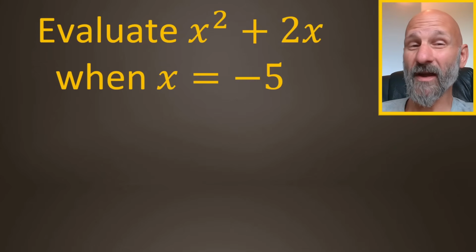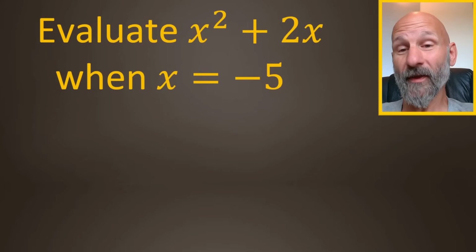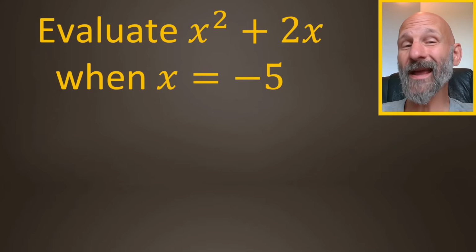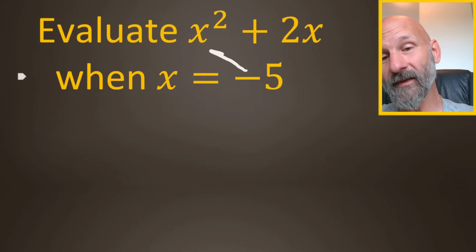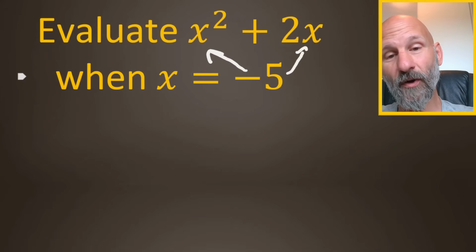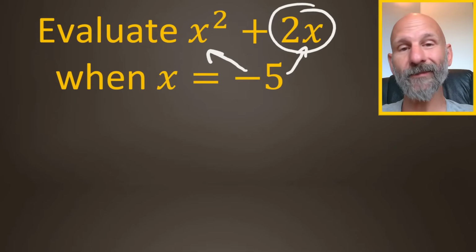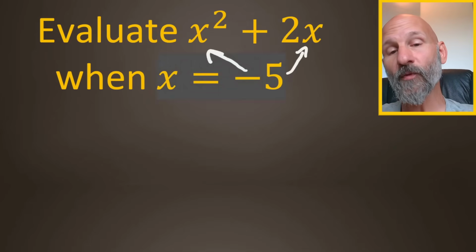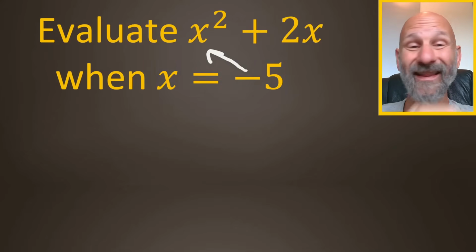If you're going to make a mistake on this one, I already know where it's probably going to be. So this question here is x squared plus 2x, and you're going to evaluate it for when x equals -5. In other words, that -5 is going to go in for x there, and it's going to go in there. Now, most people can get this part correct: 2 times -5.